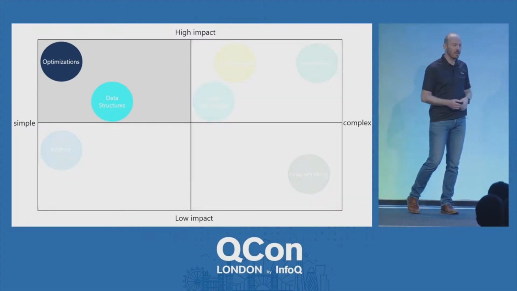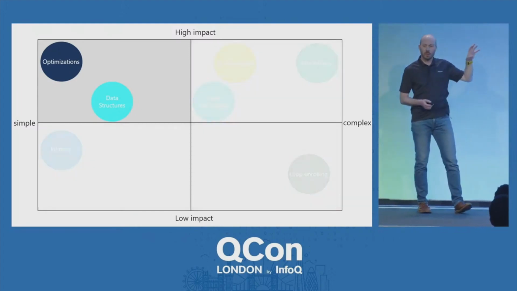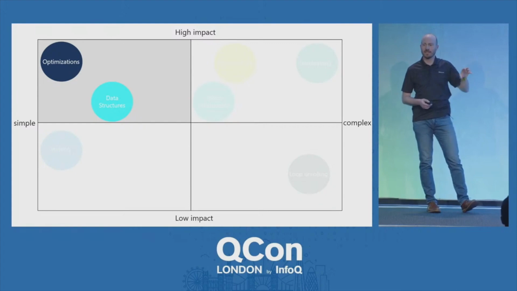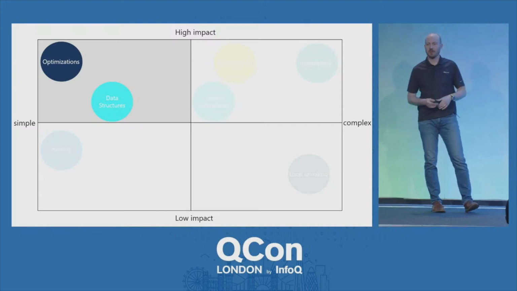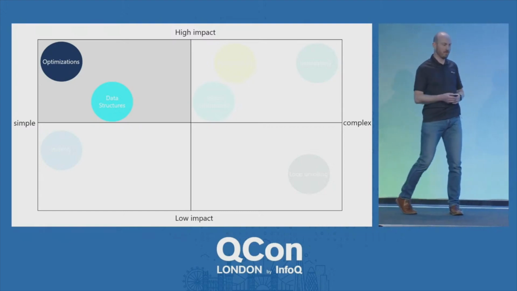So let's look at the different quadrants. This quadrant in the top left corner, these are things which are pretty easy to implement and have a really high impact on performance. You should all just go and use these. It's a no-brainer.